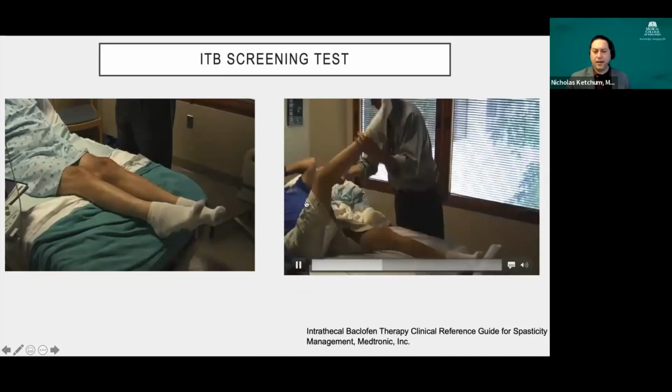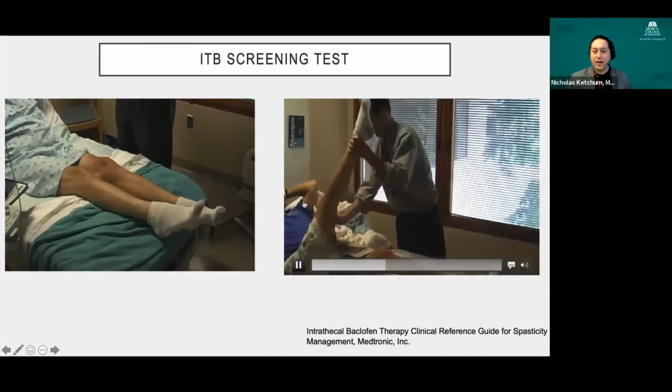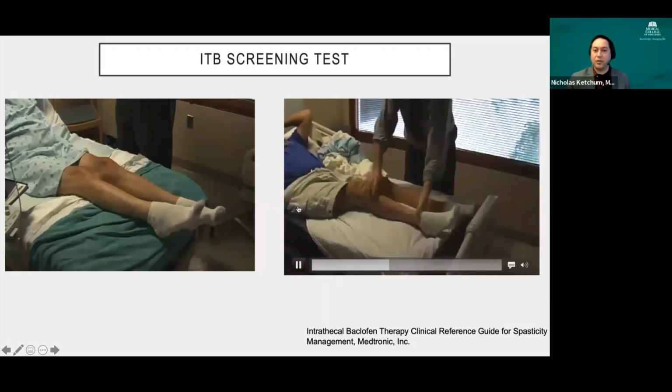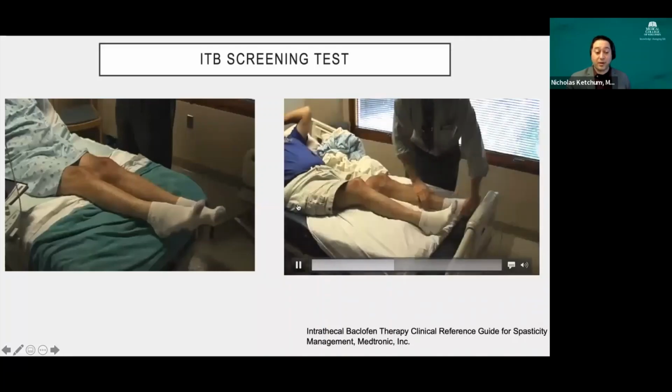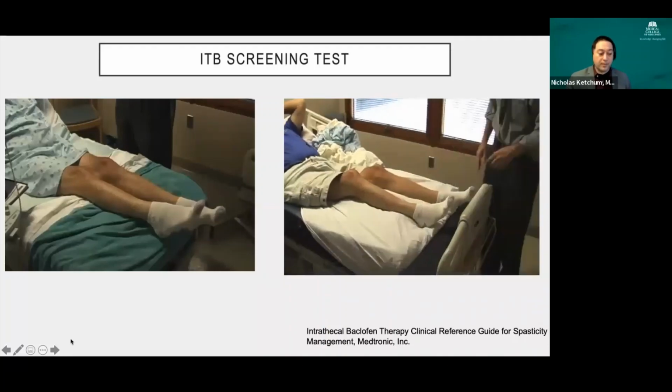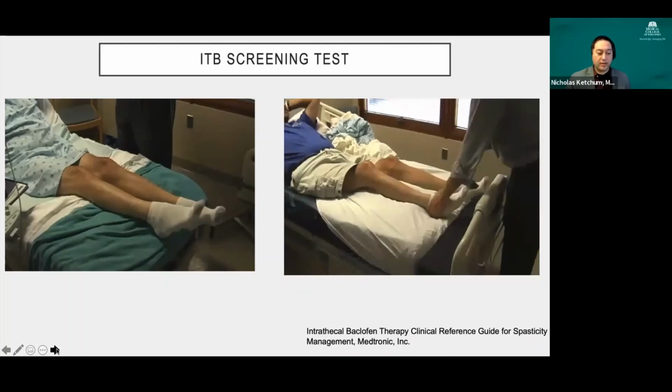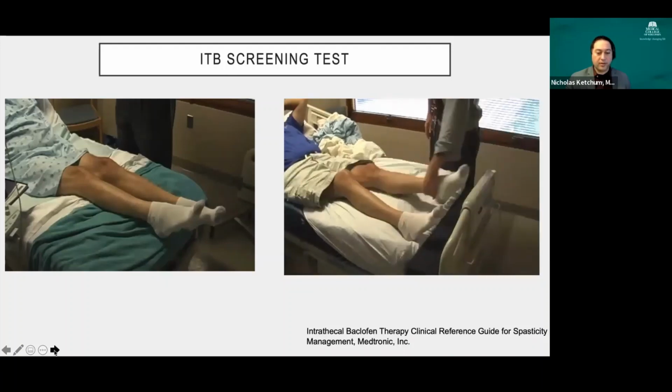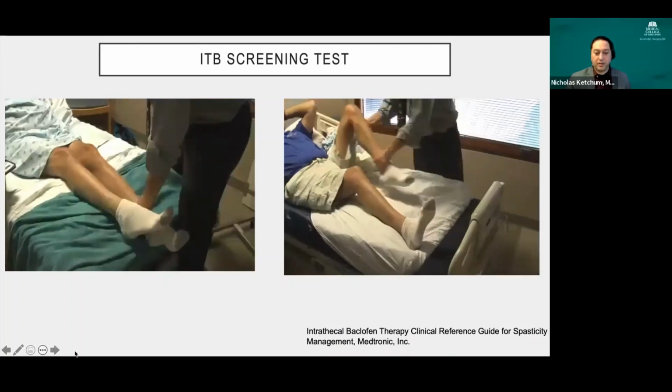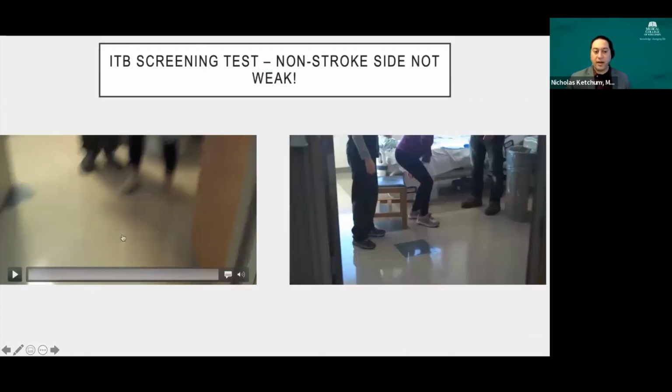He's got 3 now college-age kids, and he's been able to be as active as possible with them, in large part because of the intrathecal baclofen pump. So, I mentioned unmasking weakness, and in patients with hemiparesis, a question I always get asked is, well, is the baclofen going to not only affect the spasticity and reduce that on the stroke side, for example, is the unaffected side going to become too weak? And in the literature, it does not appear to be the case.